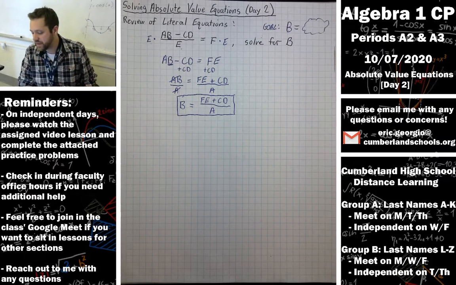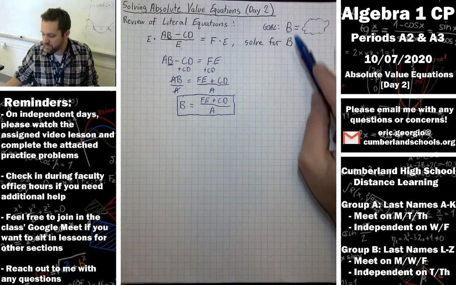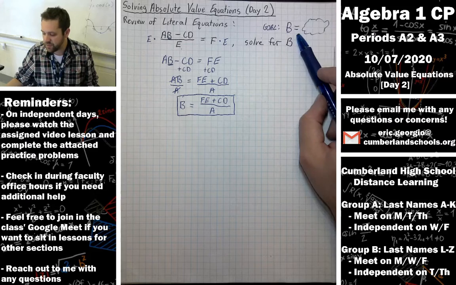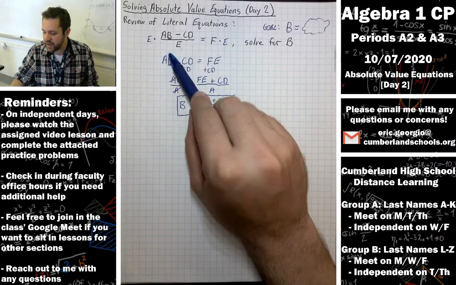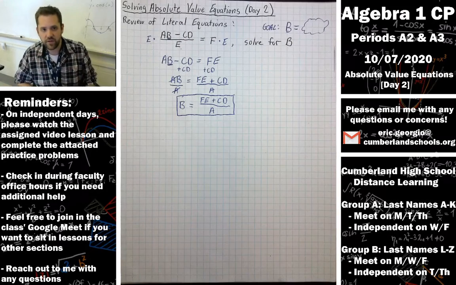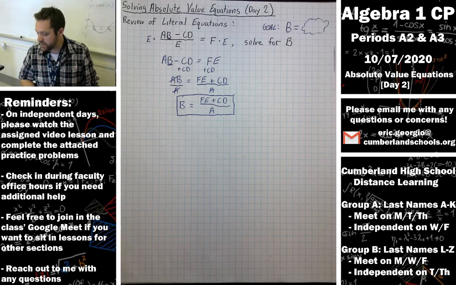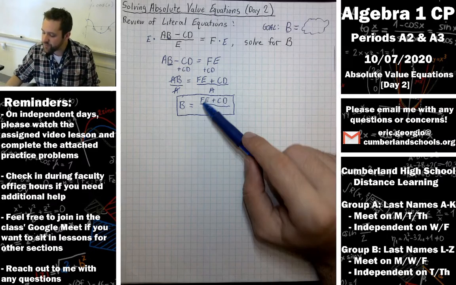Again, the goal of something like this is to get whatever this variable is alone. If it says solve for B, we want to get B equals. Now, how do I do that? I need to eliminate one by one all of the other terms on the same side of the equal sign as B.